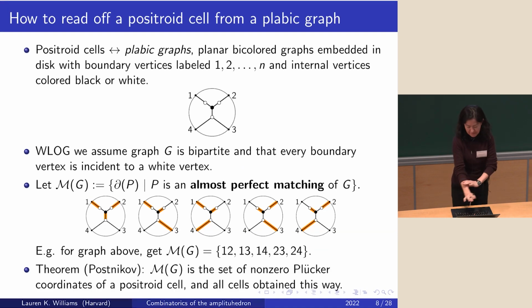Okay. And then the theorem is that this M of G is the set of non-zero Plücker coordinates of some positroid cell, and all cells are obtained like this. Okay. Please stop me if you have any questions.